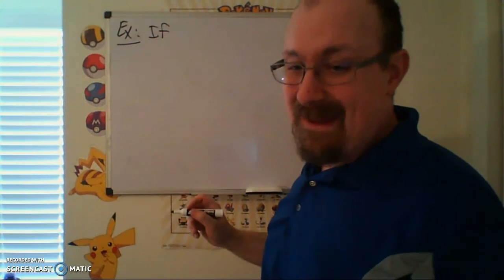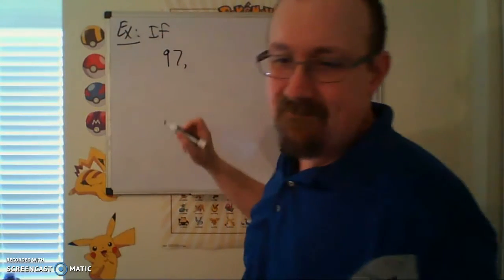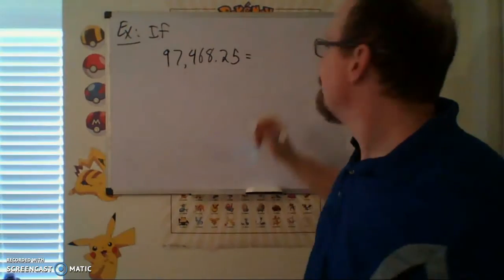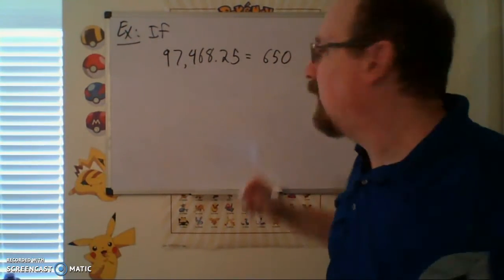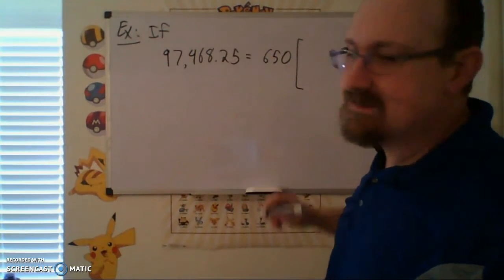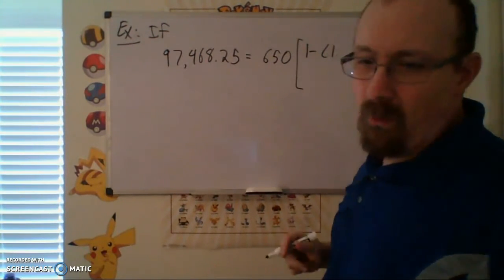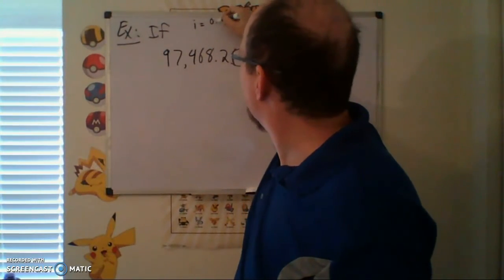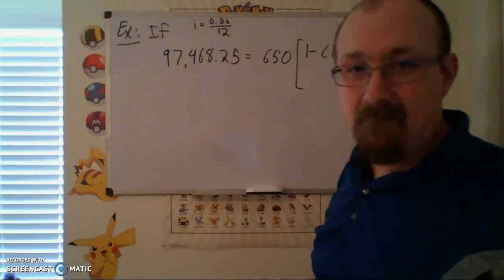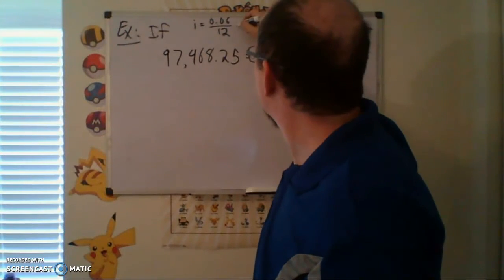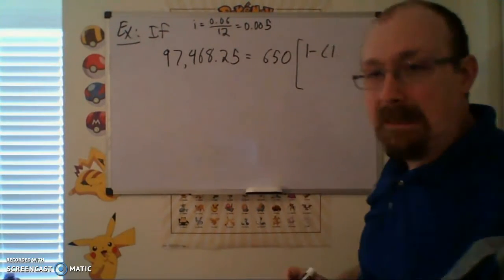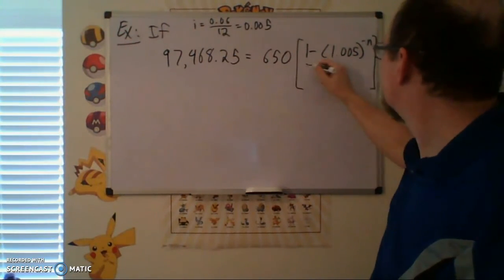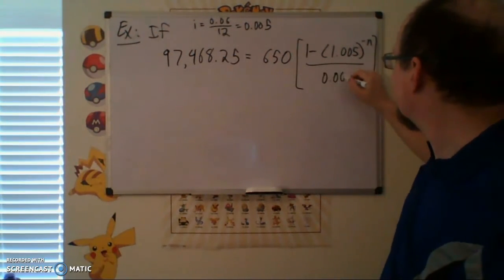So we have our A sub N there. So we have 97,468.25, and we have our payment R. And then over here on this side, we have 1 minus 1.005. I didn't actually calculate I real quick, so we had 0.06 divided by 12, so that's 0.005. So I didn't call that out. Let me be complete here. So 1.005 to the negative n all over I again.